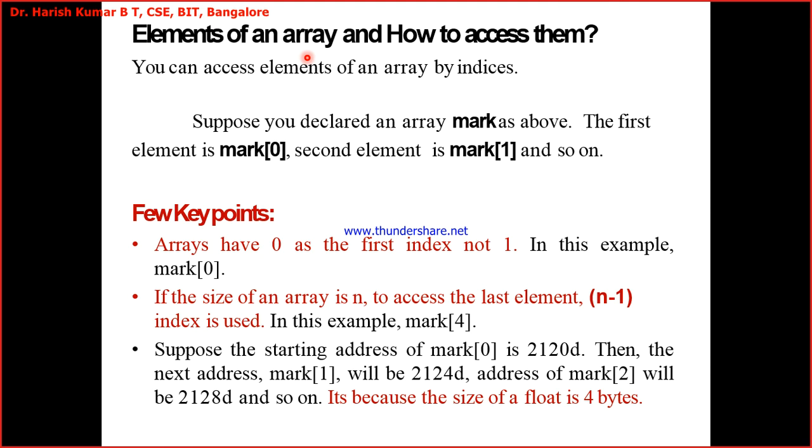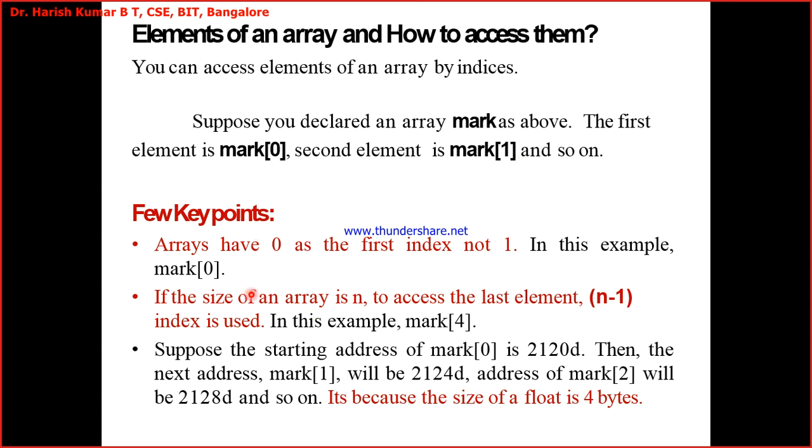Elements of an array and how to access them. You can access the elements of an array by using the indices, which is what I told even in the previous class. Suppose you declare an array mark as in the previous slide. The first element is mark[0]. This is the 0th index. You have the first mark stored at the 0th index, and if you want to access it, you can access it like this: mark[0]. The second element can be accessed using mark[1], and similarly the third element using mark[2], and so on.